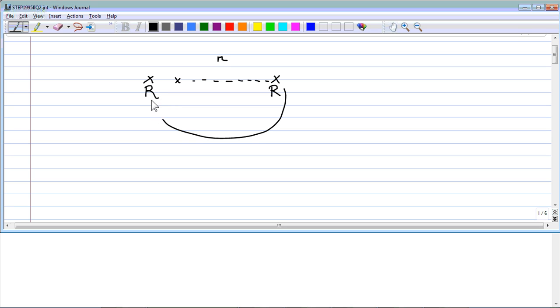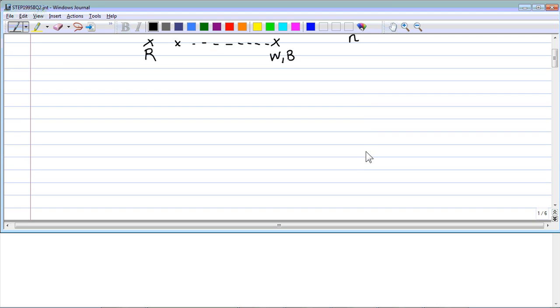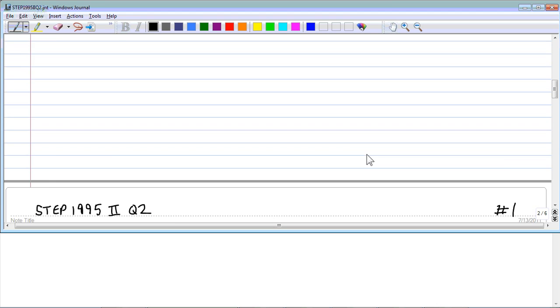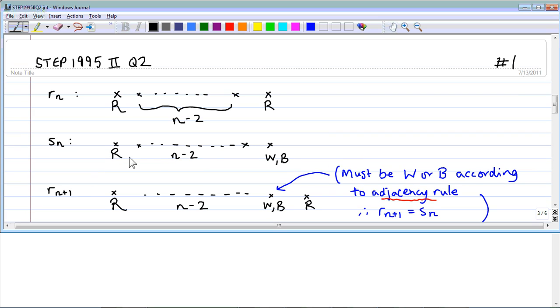So I can make a circle from any given line as long as the final fence post is different from the first one. So in this case the final fence post would have to be white or blue, and this would make a circle of n plus 1 posts, wouldn't it? Oh, no, sorry, that's a circle of n posts. Now we've already discussed this case, haven't we? If we go back to our original diagrams, this is the case Sn.